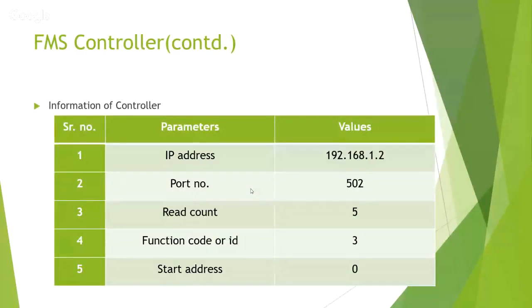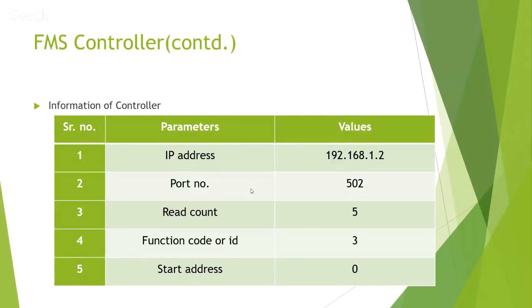One is the IP address of the FMS controller, which is 192.168.1.2. It is set by us. Another is the port number, which is 502, a standard port number for every WebGo processor. Third is the read count: how many registers I want to read. In this project, I took 5 registers, so I read the values for the 5 registers.